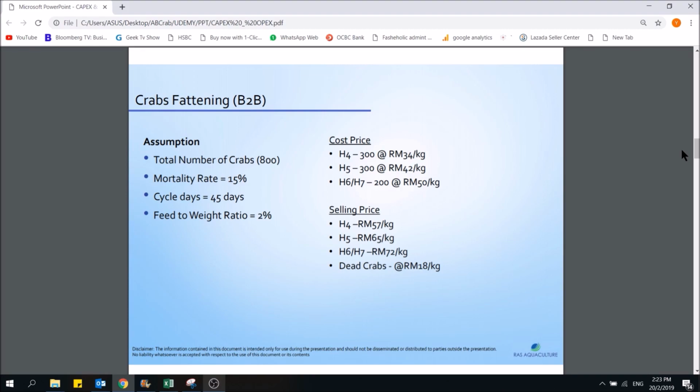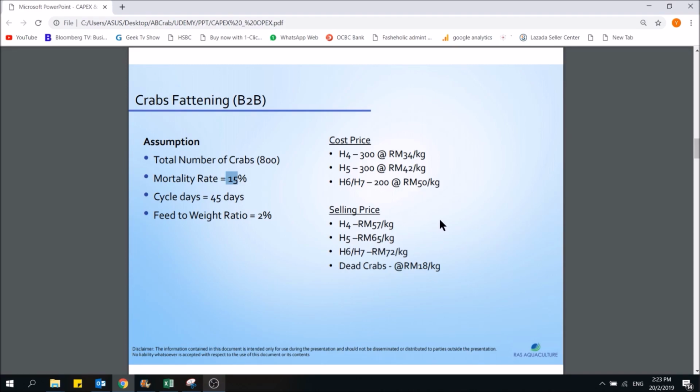So we know that water crabs generally retail at about a 30 to 40% discount on top of the original selling price, which gives us a selling price of 65, and we can buy water crabs usually for 42. Note that in this case, we are actually buying at a much lower price, and our cycle time is also faster, our feed to weight ratio is also less, and our mortality is lower. But I'm running a conservative case.